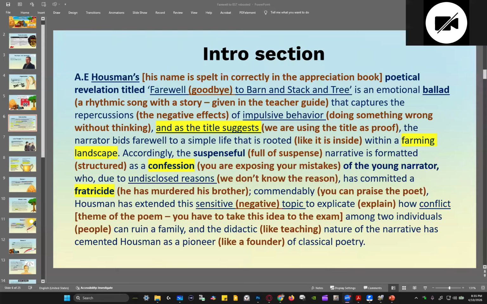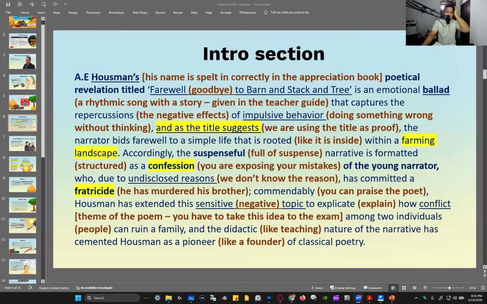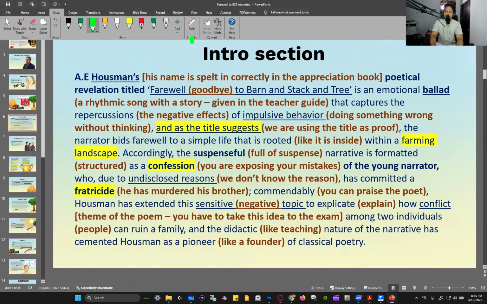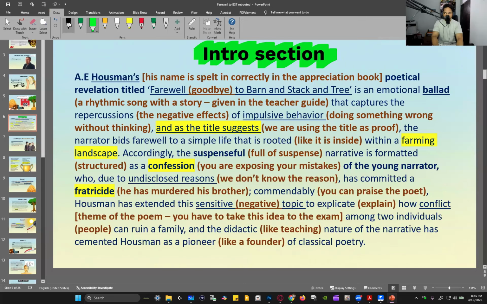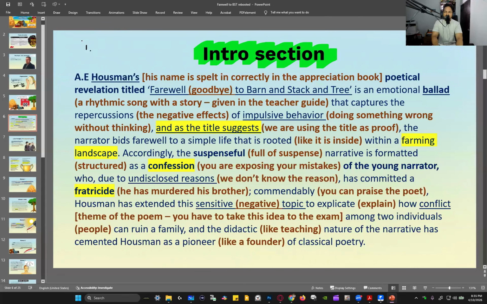All right. Now, this is an intro section. And what do I mean by an intro section? Don't write it down, Amina. Only take a screenshot. You can write this down later. But this intro section will help you in the exam. I'll explain how, okay? Number one, you can use it to write analyses.